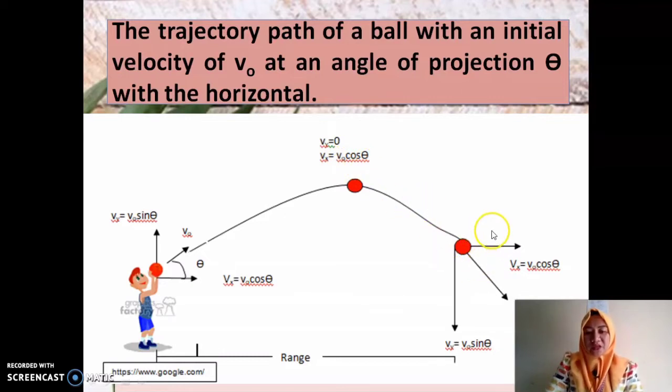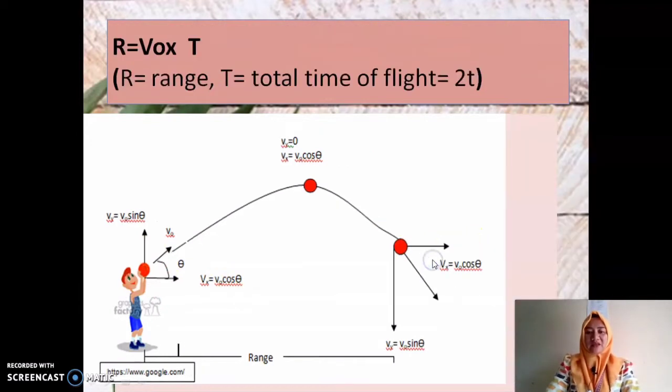At the final position that the ball reaches, our v sub x, or our velocity in horizontal, is equal to v sub 0 cosine of the angle, and our vertical velocity would be equal to v sub 0 sine of the angle. So the distance from the initial position of the ball to the final position of the ball after its flight is what we call the range. How are we going to get the range?